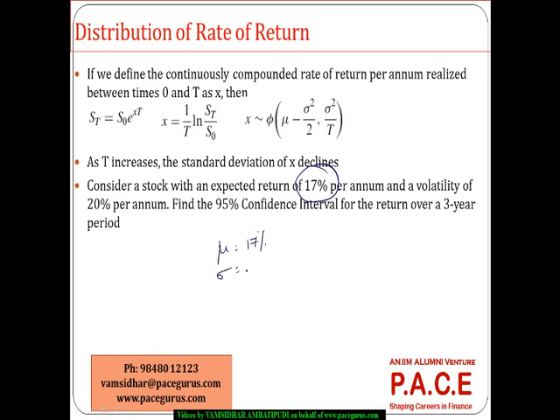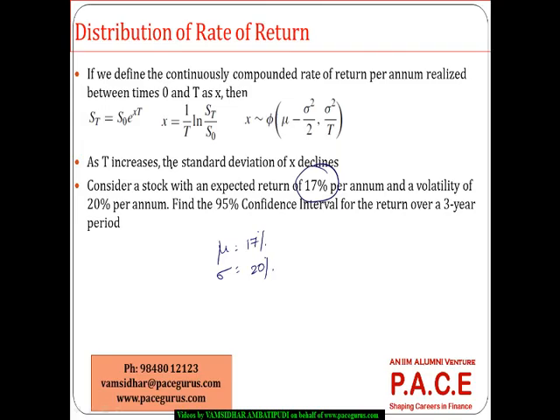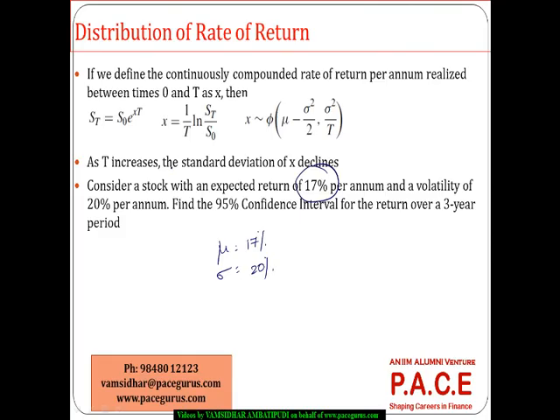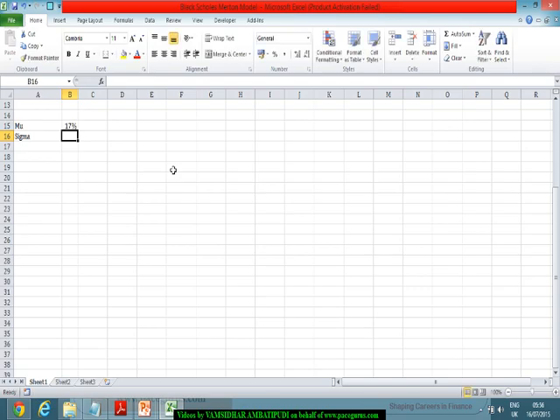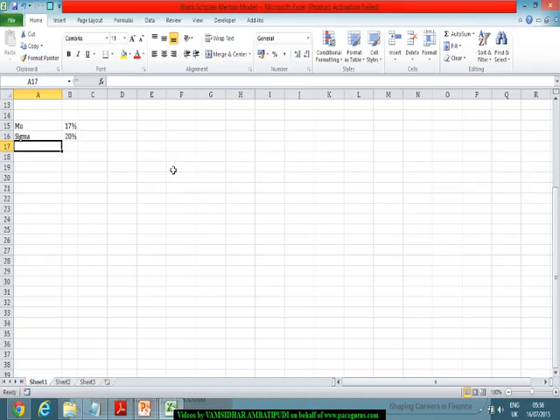Now let's take a numerical. Consider a stock with an expected return of 17% and a volatility sigma of 20% per annum. Find the 95% confidence interval for the return, not for the price here. I am taking the 95% confidence interval for the return over a 3-year period. The time period is 3.